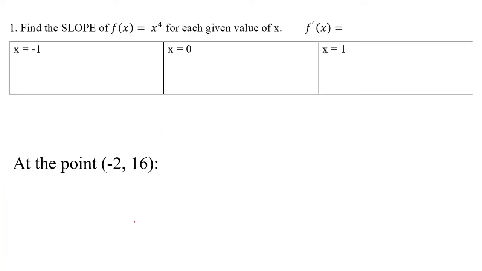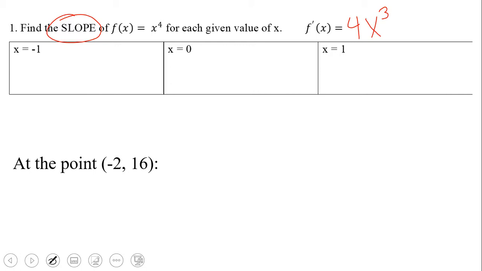Let's go ahead and take a look here at example 1. Find the slope of f of x equals x to the fourth for each given value of x. From this point forward, when you see the word slope, slope of what? A tangent line. How do you find the slope of a tangent line? You need a derivative. So when you see slope, you need to think derivative. So the derivative of x to the fourth, hopefully you remember, is quite simple. Bring down the 4. Take the x to the 1 less power, which would simply be 4x to the third.